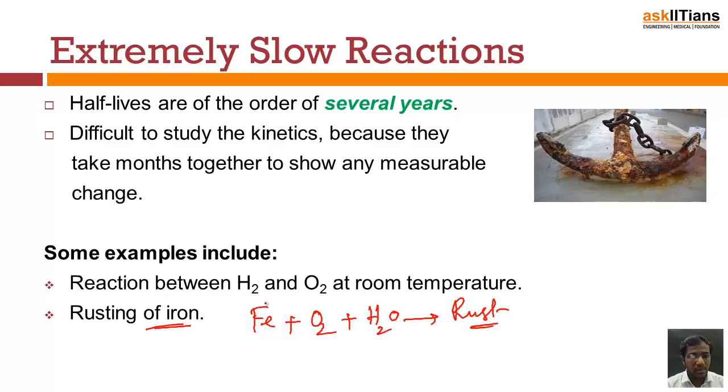Similarly, the reaction between hydrogen and oxygen at room temperature is also a very slow reaction, and the half-life of these reactions is of the order of several months or years. Since these reactions are extremely slow, it is difficult to study the kinetics, because it takes months or years to show any measurable change during the reaction. This is the second class of reactions.